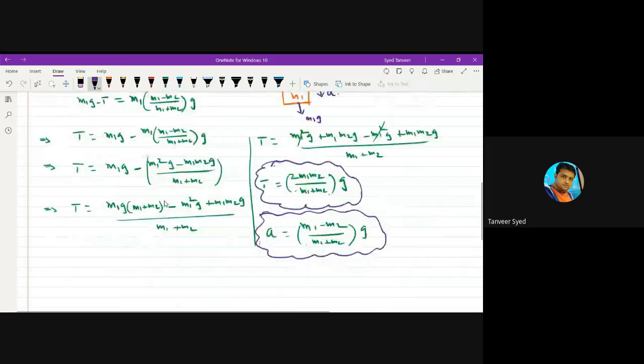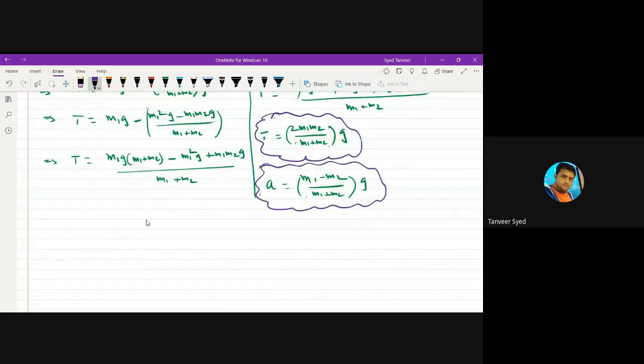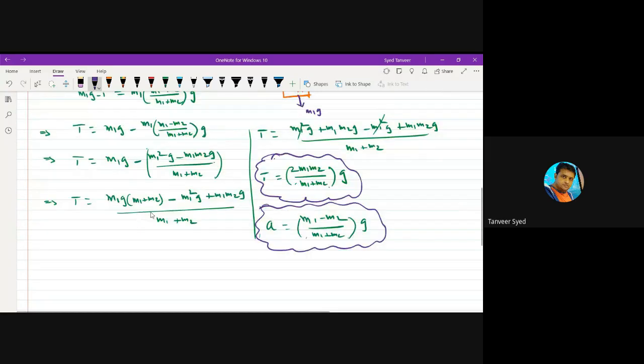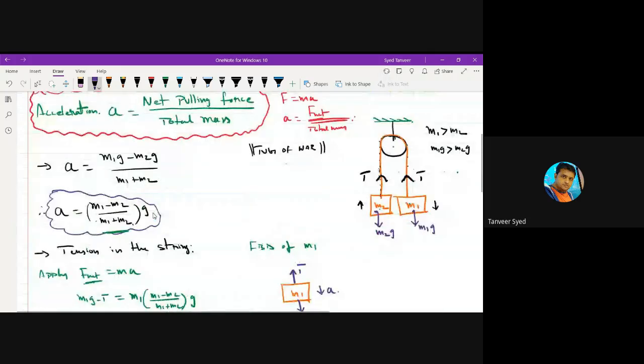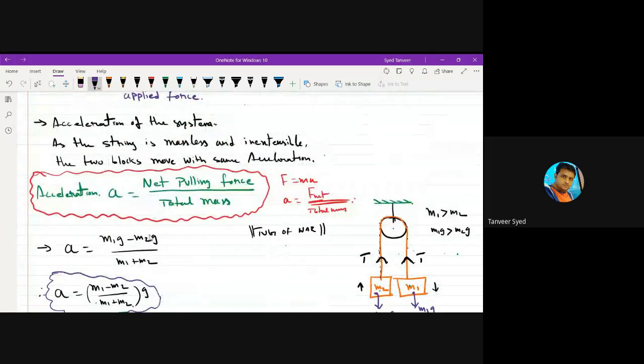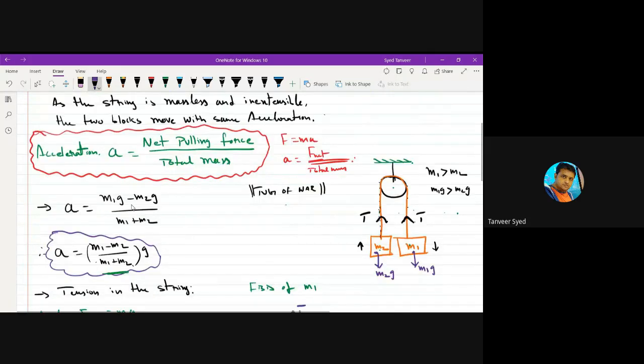You need not remember these formulas. You should understand what we are doing here. Application of the concept is important. What formulas are we using here? Only one simple formula, F equal to ma. This is the only formula that we will use to solve any question on pulley block systems. You can get 1,000 different types of questions, but the formula is only one, F equal to ma.